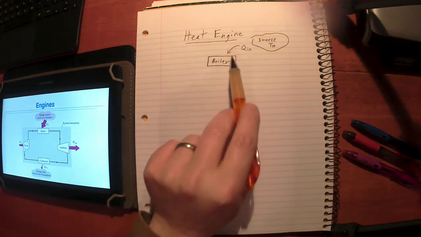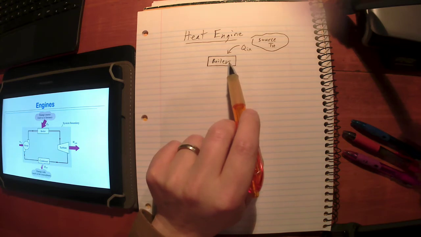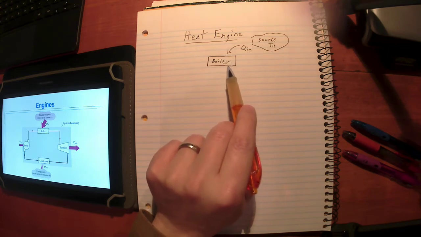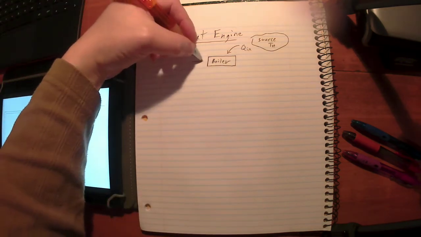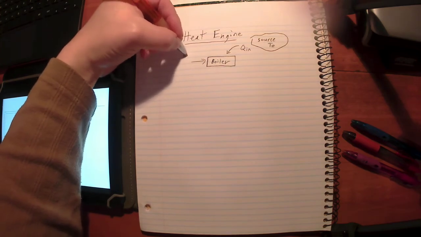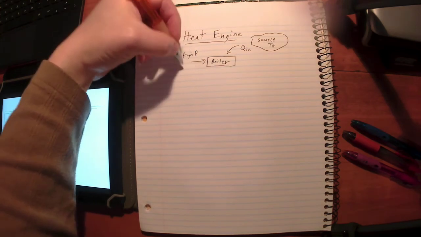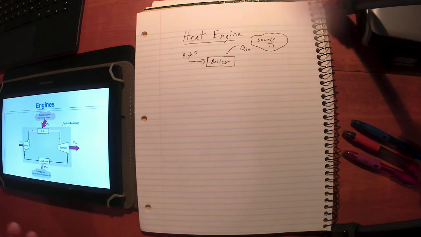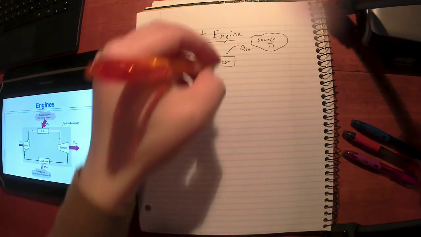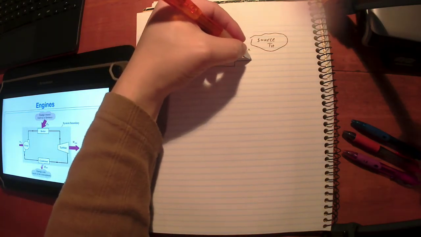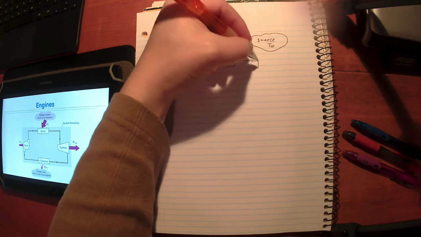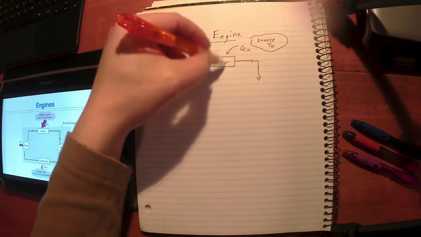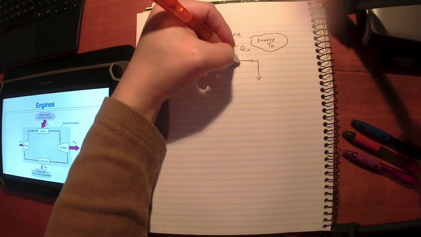So the idea is in the boiler we're going to have high temperature, high pressure. We're going to feed the boiler with high pressure water or high pressure working fluid. And it's going to come out of that boiler at a high pressure. There's nothing in the boiler here that's going to increase the pressure.